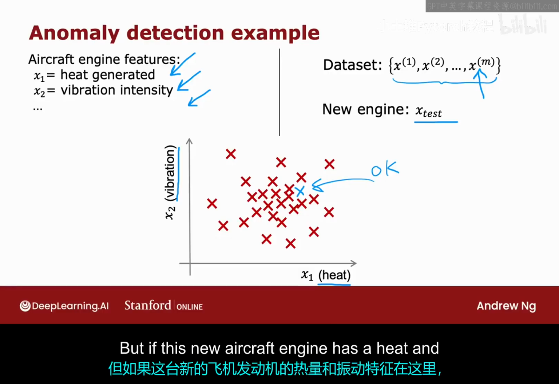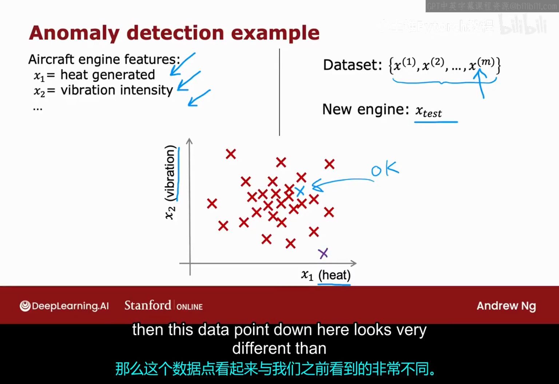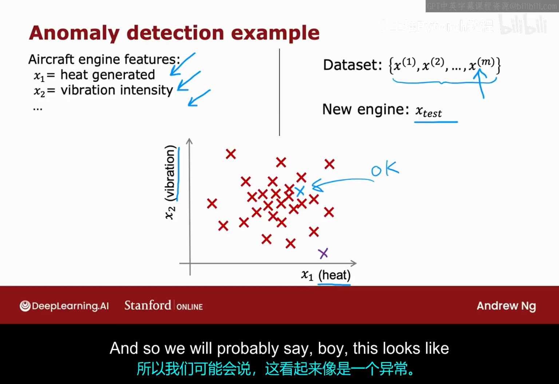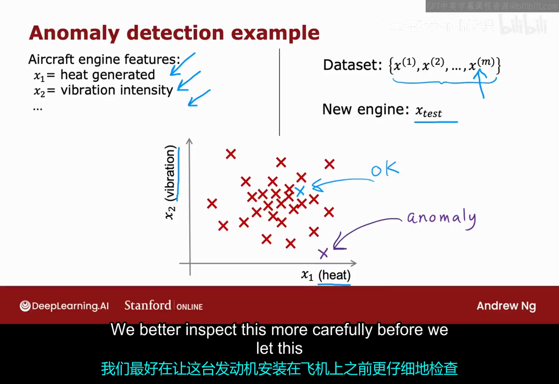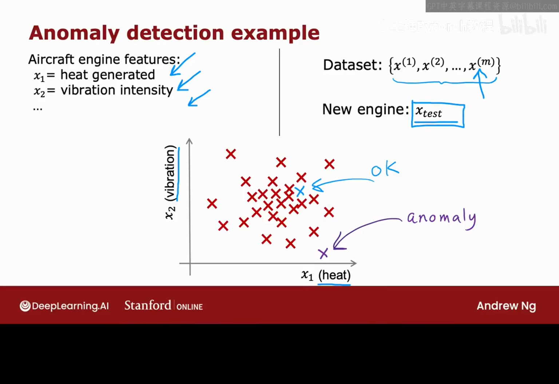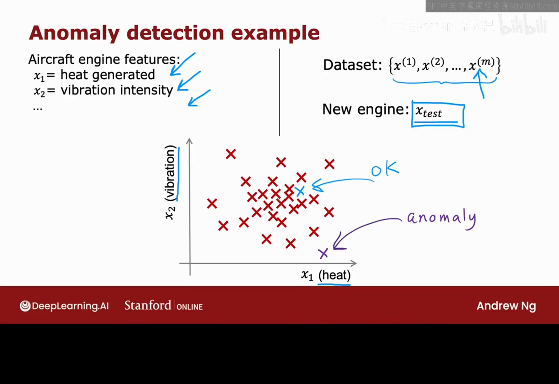But if this new aircraft engine has a heat and vibration signature that is, say, all the way down here, then this data point down here looks very different than the ones we saw up on top. And so we will probably say, boy, this looks like an anomaly. This doesn't look like the examples I've seen before. We better inspect this more carefully before we let this engine get installed on an airplane. How can you have an algorithm address this problem?